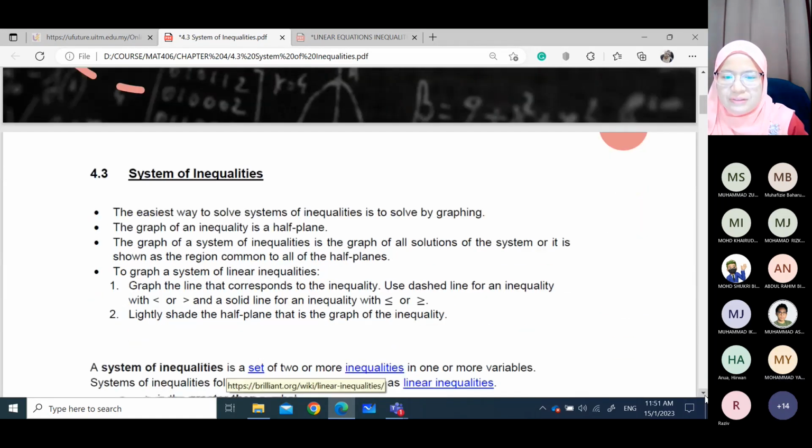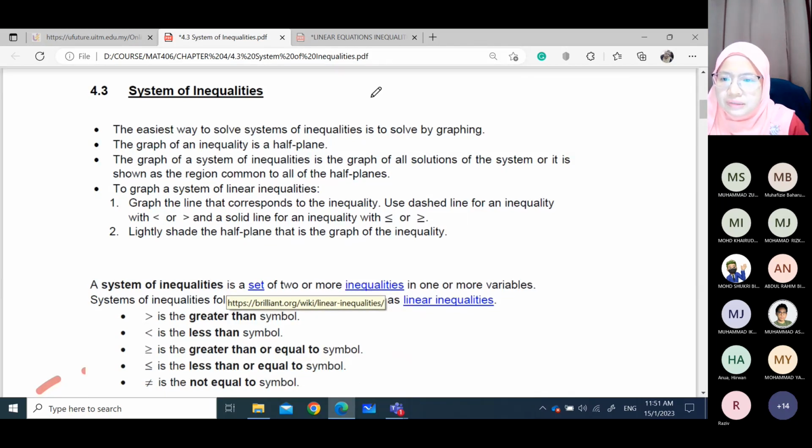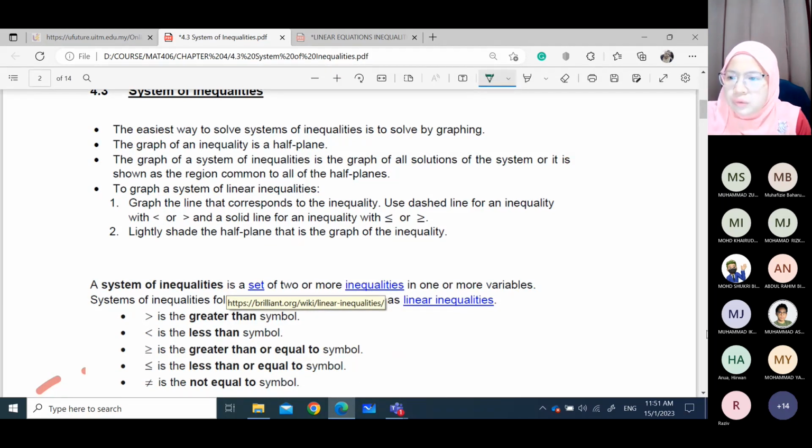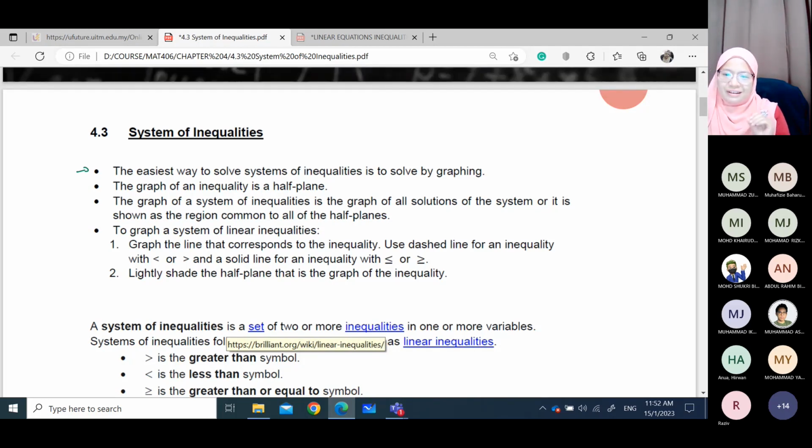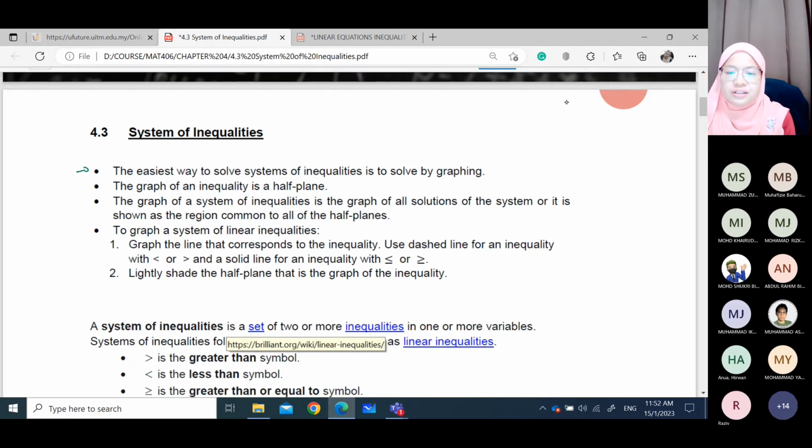Okay, so sekarang kita tengok ni system of inequalities. Okay, so apa kegunaan dia? Okay, so look at this one. The easiest way to solve system of inequalities is to solve by graphing. So maknanya untuk memudahkan kita selesaikan bagi system of inequalities ni mudah kalau kita ada graph. So makna di sini kita perlu lukis graph dan kita boleh carilah solution dia.